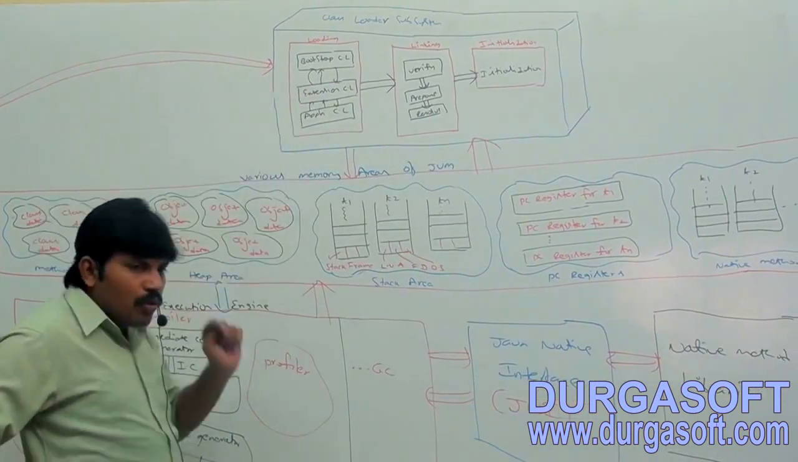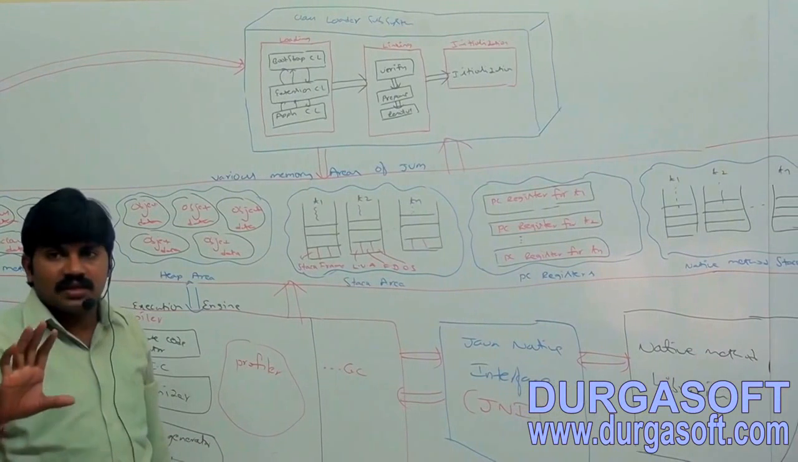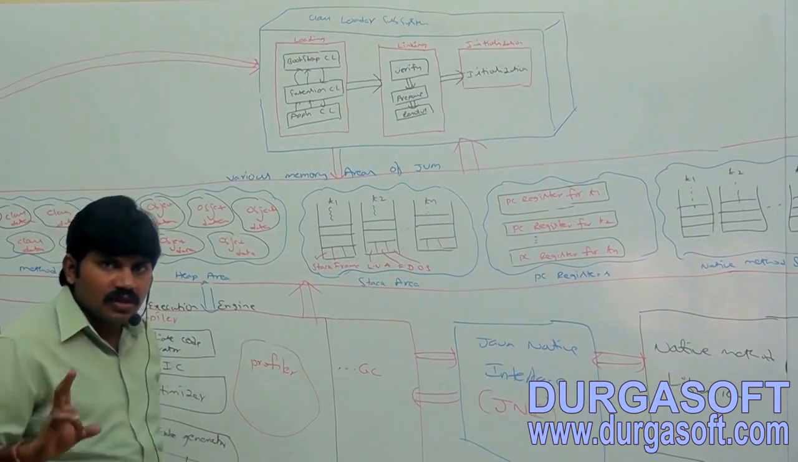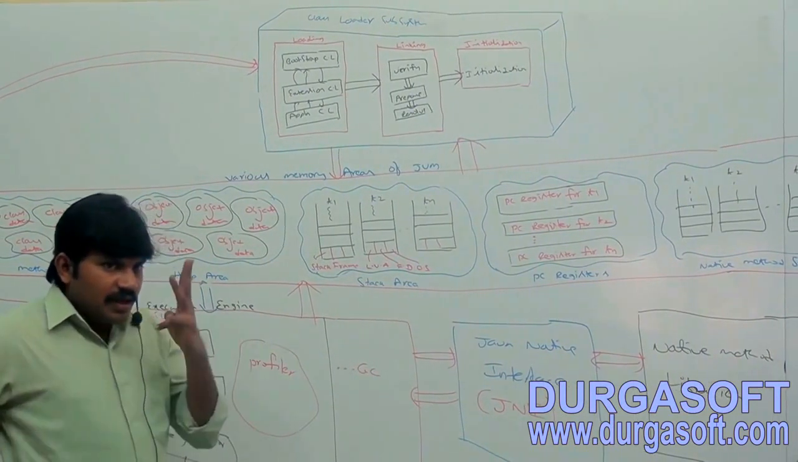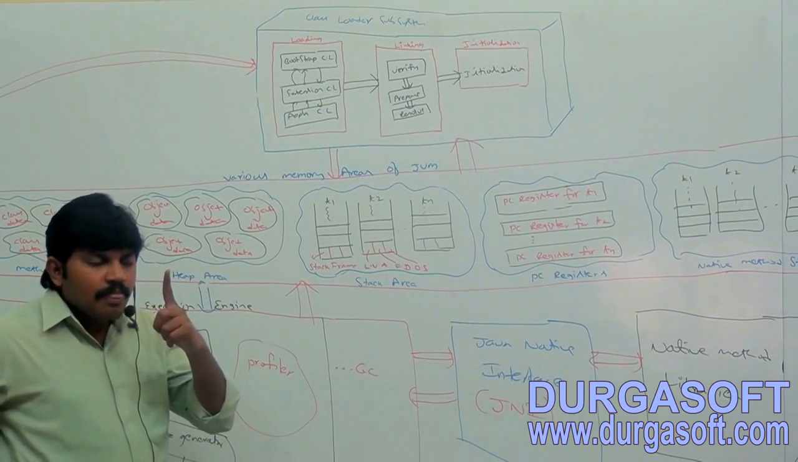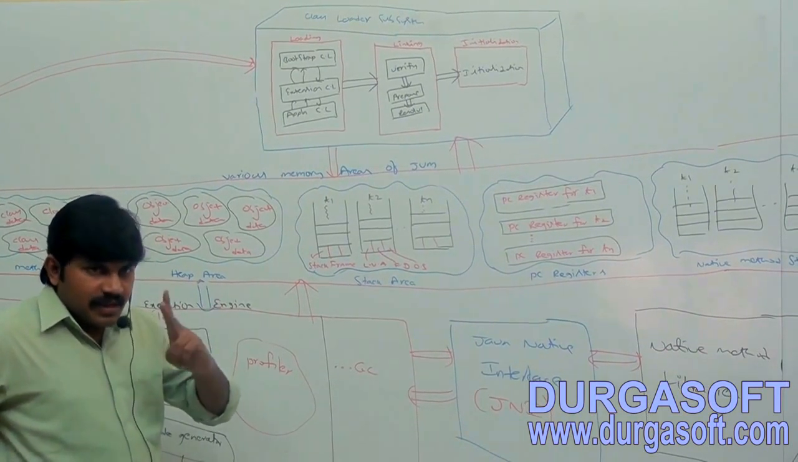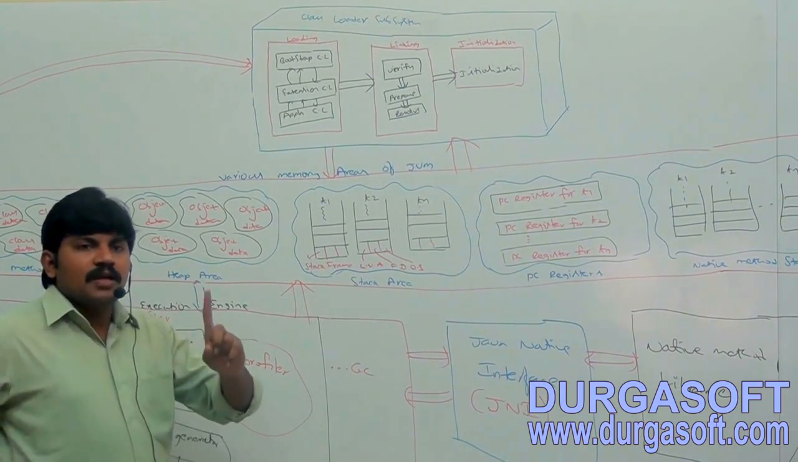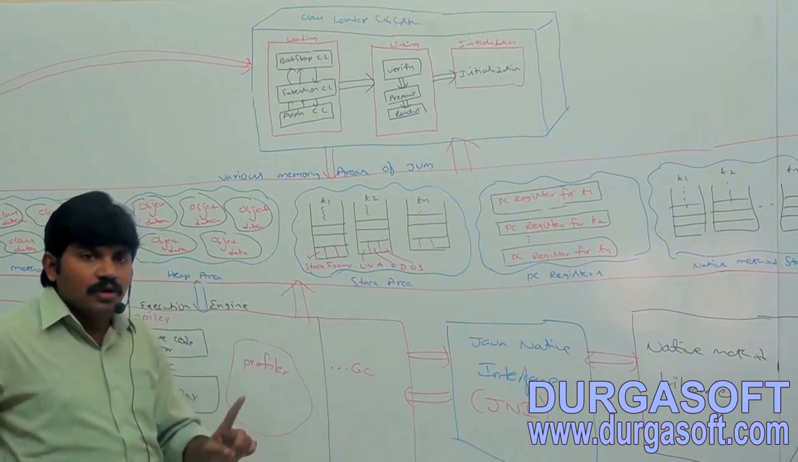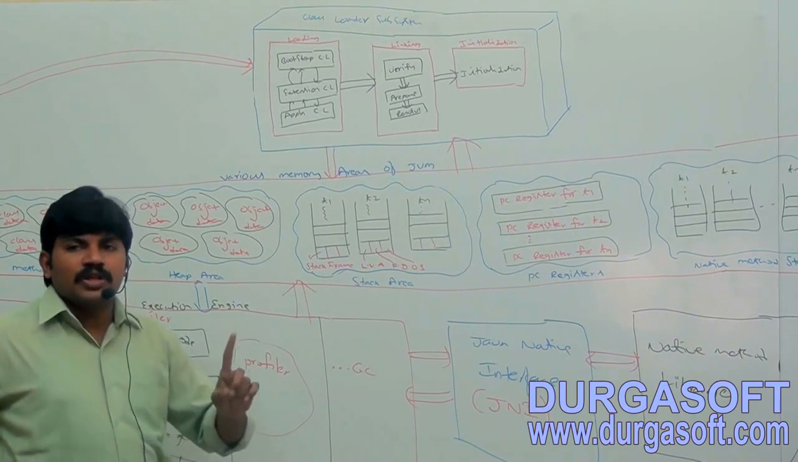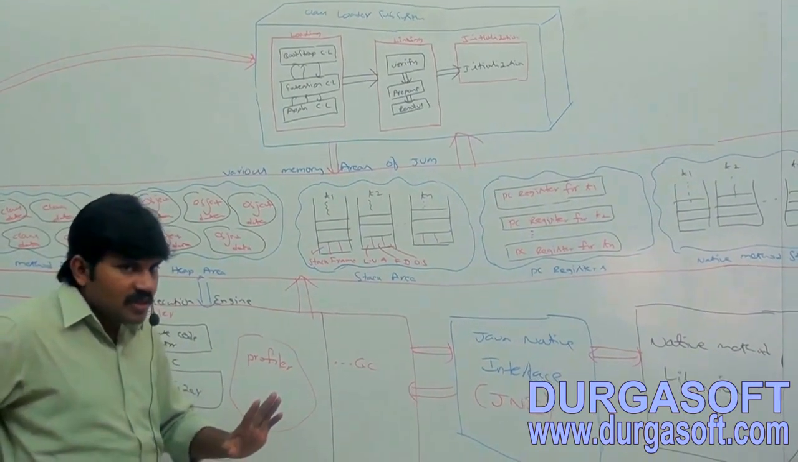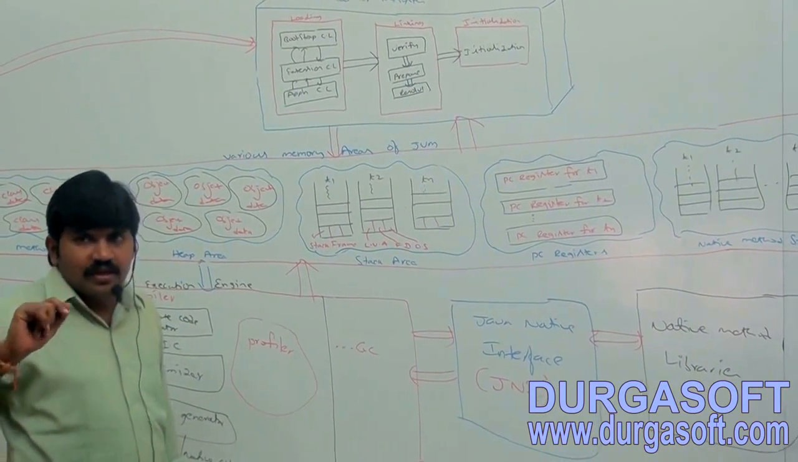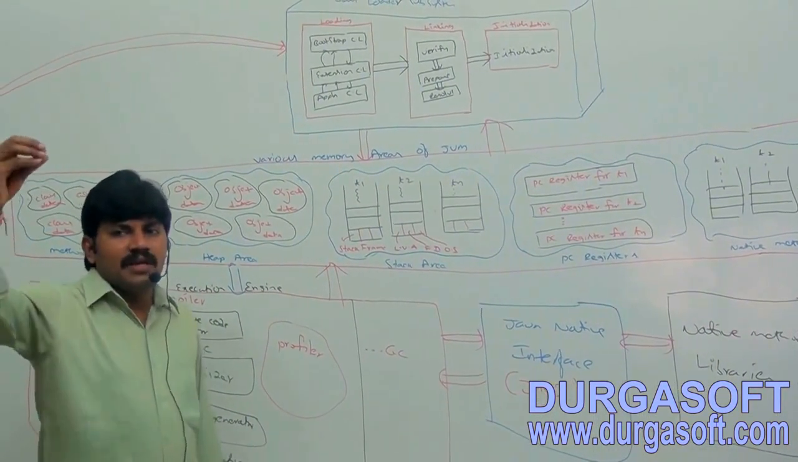Next, in the loading, how many types of class loaders are there? 3 types of class loaders. What is the first one? Bootstrap class loader. Second one, extension class loader. Third one, application class loader. Bootstrap class loader is responsible to load classes from Bootstrap class path. Bootstrap class path is nothing but rt.jar.